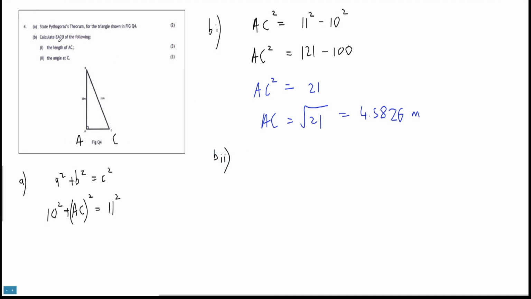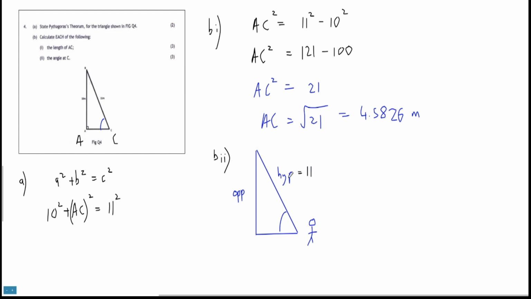B(ii). The angle at C. The angle at C is down here. So I'm going to draw out the triangle so you can see it clearly. We talk about this angle. We know the length of the hypotenuse. First thing I'm going to do is draw a little guy here, and using him as a reference, he's next to the angle, I'm going to label up my sides. So this is my opposite, this is my hypotenuse, and then this is all I need.